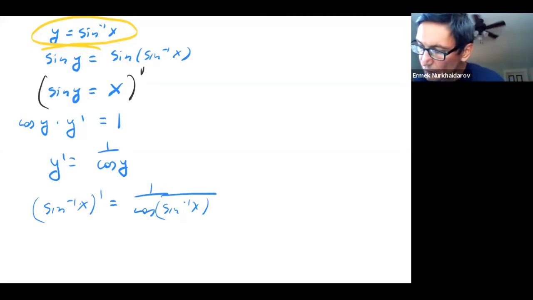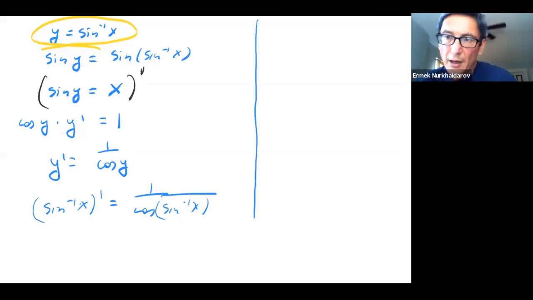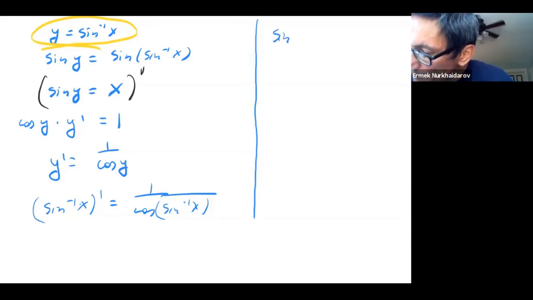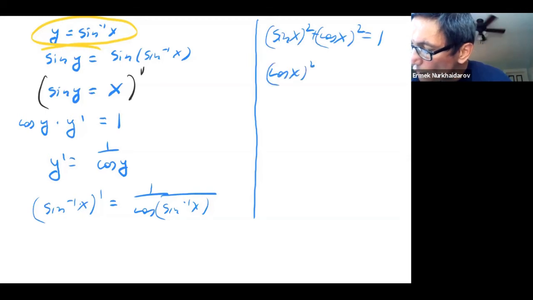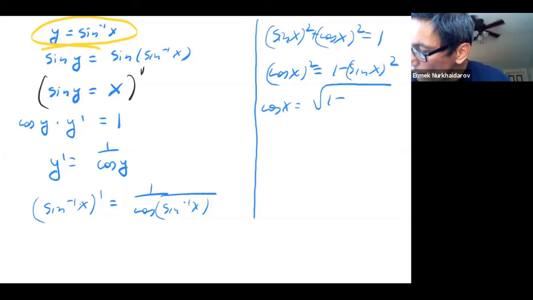Let's recall the main trig identity. The main trig identity says sine squared plus cosine squared equals 1. Solve it for cosine squared, which equals 1 minus sine squared. So cosine from here is going to be the square root of 1 minus sine x squared.